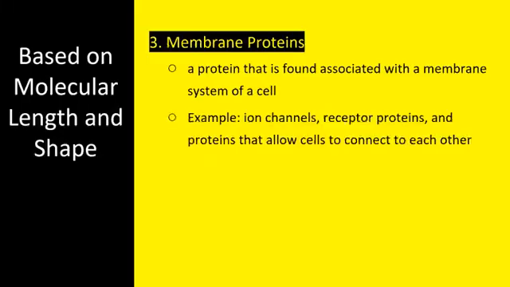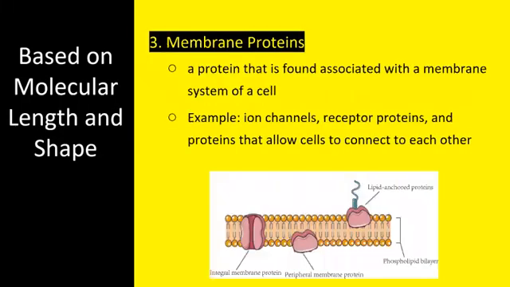And the third one is the membrane protein. This class is the opposite of our globular proteins. Globular proteins are water soluble, while this type of protein is water insoluble. They can be found on the membrane system of a cell, and an example of this is our receptor protein.